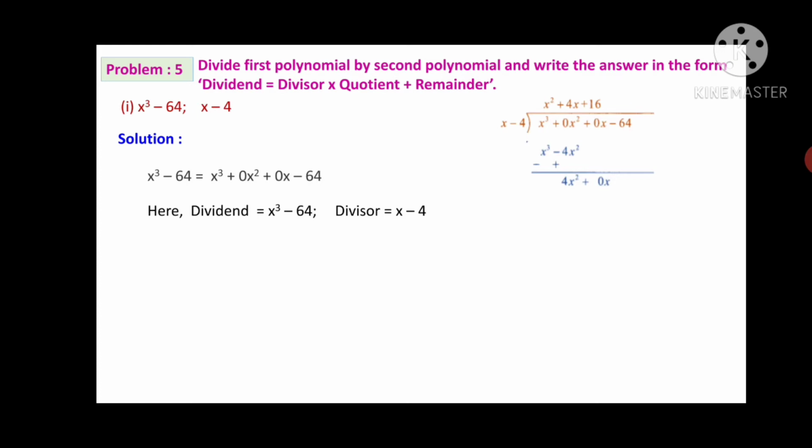So x cube minus x cube get cancelled, 0x square plus 4x square gives you 4x square, and 0x from the dividend we take at the below, so it is 4x square plus 0x. Now 4x square is divided by x, that gives you 4x. So the second term in the quotient is 4x. 4x is multiplied with x minus 4, that will be given like this: 4x square minus 16x. As we are again carrying the subtraction, the signs will change, that will become minus and plus.